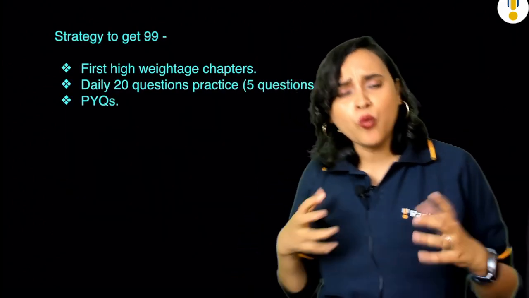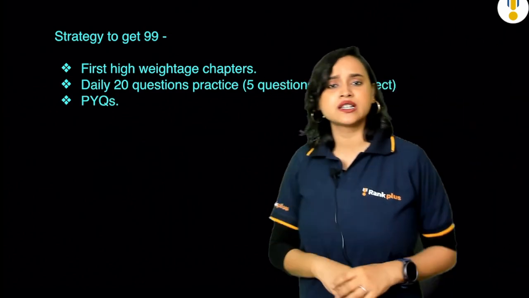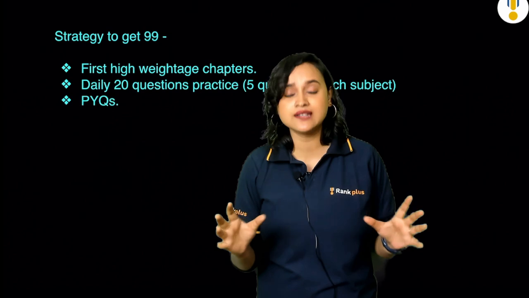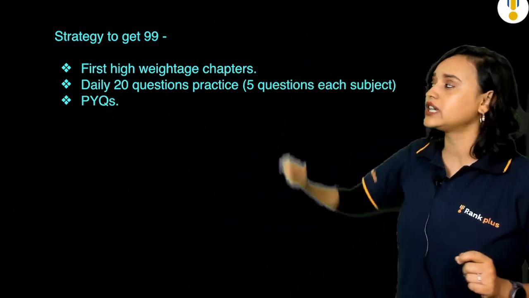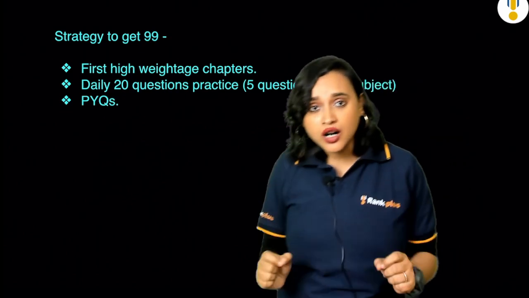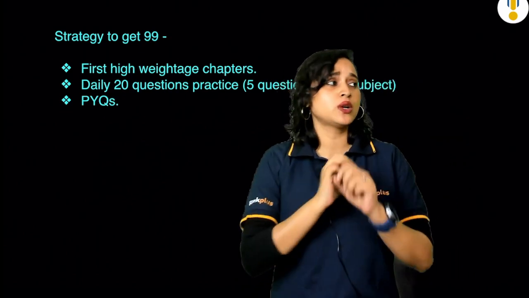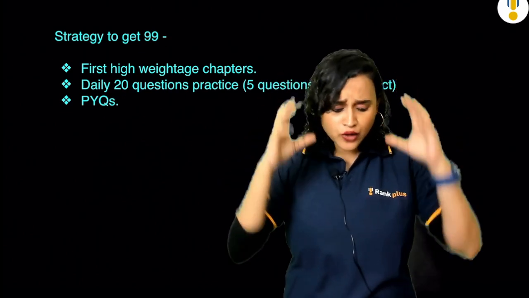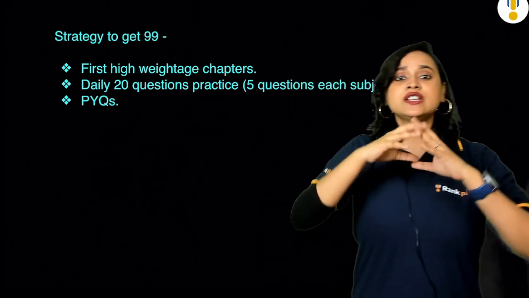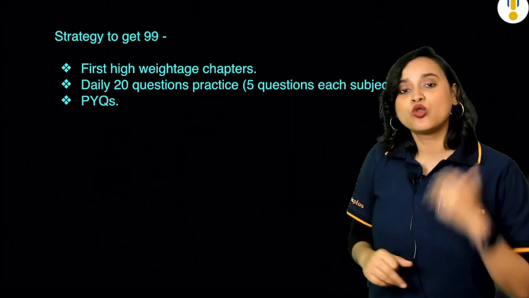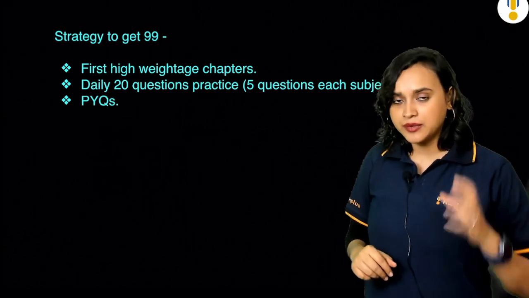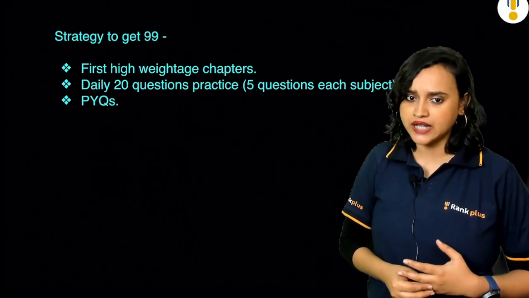Now, what is the strategy to get 99 percentile in EAPCET? See, it's very easy. It is much easier than your JEE Mains. So I'm going to tell you just one thing, everybody, that always first start with the high weightage chapters. Once you are thorough with the high weightage chapters, with the formulas, with the problems, with the mind map of the chapter, only then you can go forward with the moderate weightage chapters and then go for the low weightage chapters, right?